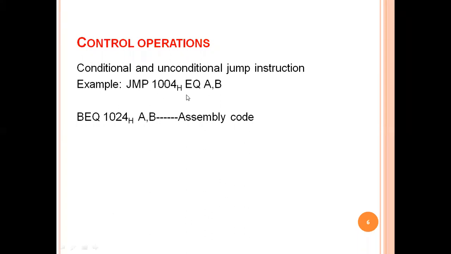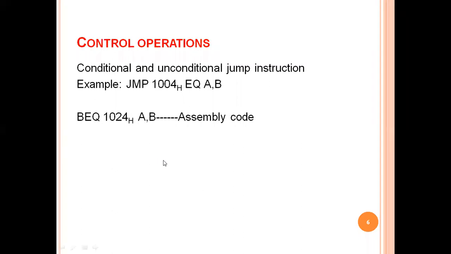Okay. But suppose you have not given any condition here. You have just written JMP 1004. What will happen in this case? In this case, whatever may be the value of A, B, it will not bother about A and B, or it will not check the value of A and B. It will jump to the location 1004 hex code in the main memory. Clear? That is called an unconditional jump instruction. In the assembly level language, we use both the conditional and unconditional.